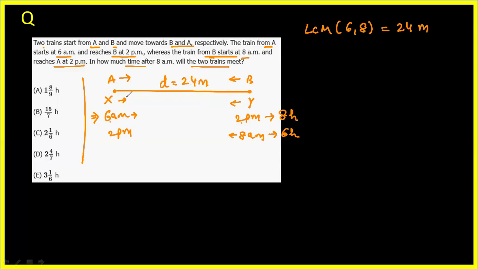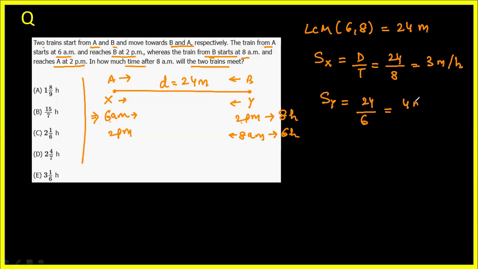So what will be the speed of X? Speed is distance upon time. The distance covered by train X is 24, and the time taken to cover this 24 is 8 hours. That means the speed is 3 miles per hour. Similarly, let's take the speed of Y: covering a distance of 24 in a time of 6 hours, the speed has to be 4 miles per hour. So the speed of X is 3 miles per hour, and the speed of Y is 4 miles per hour.